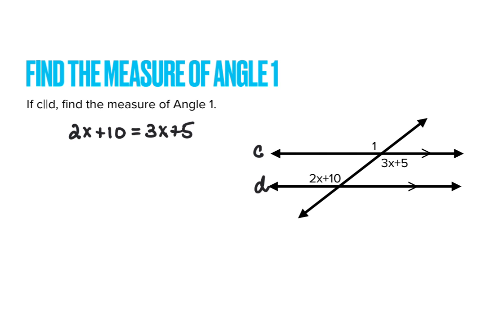I'm going to solve for x. I'll subtract 2x from both sides and subtract 5 from both sides. But this is not my answer. I got to be really careful. I want to find the measure of angle 1, which is here. Now notice angle 1 and this angle are vertical angles, so they have to be congruent. So if I substitute back in, I find it's equal to 15 plus 5, or 20 degrees.